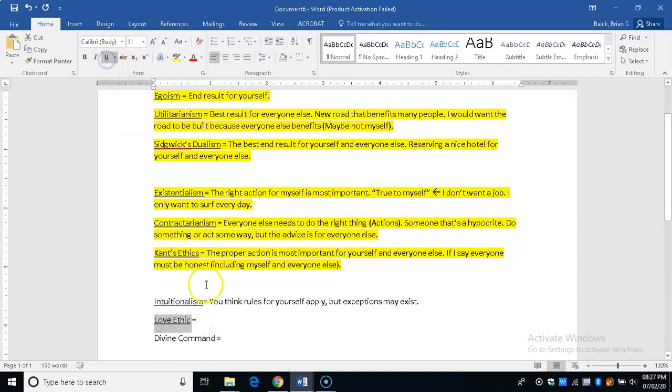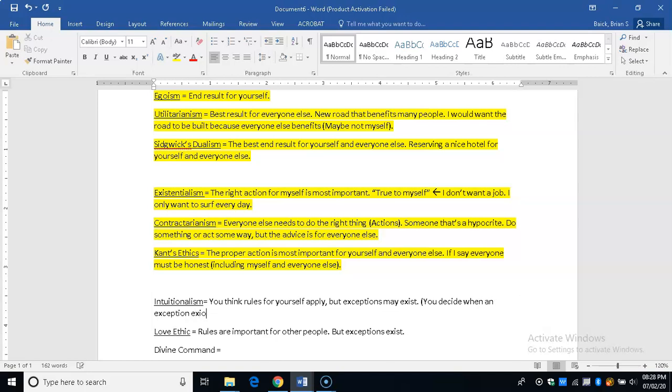Okay, so love ethic is really like intuitionalism. Rules are important for other people, but exceptions exist. Okay, so these 2 sound like they're the same. Now the difference is really just the locus of control. So for intuitionalism, you follow rules, but you decide when an exception exists. So you make the judgment.